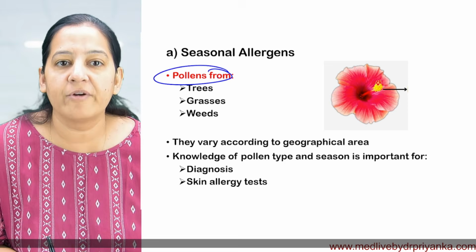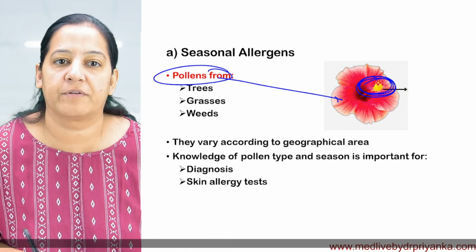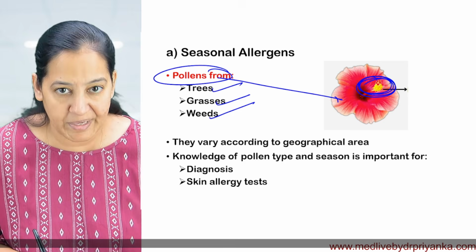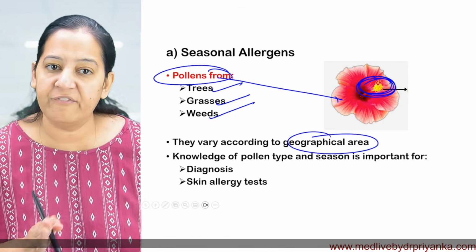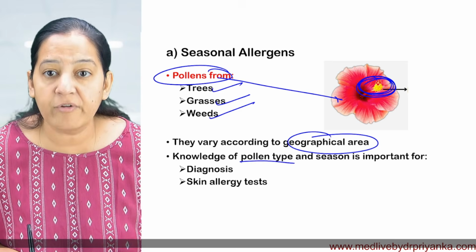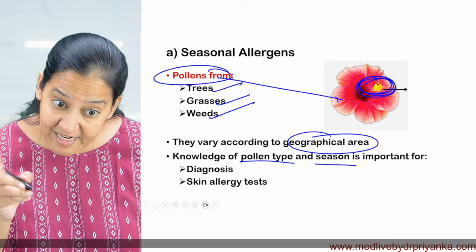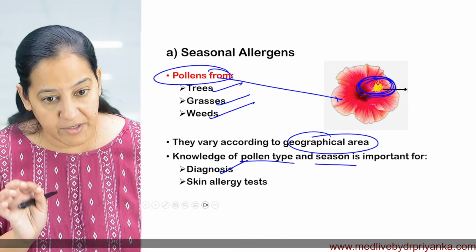Seasonal, it is the pollen grains. Can you see? These are the pollen grains coming out of the flowers, trees, grasses, weeds. They are according to the geographical area and they vary from season to season. So knowledge of pollen grain and the season is very important for the ENT specialist for diagnosing allergic rhinitis.